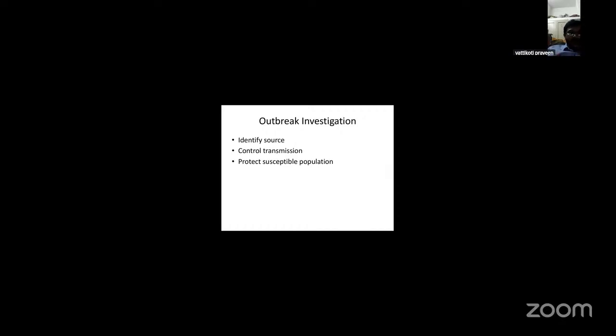Control transmission. What is control transmission? It is breaking the chain of infection, with methods depending on the mode of transmission. What are the key measures of outbreak investigation? Isolate the infected individuals, treat cases promptly, disinfect contaminated sources, and improve sanitation and hygiene. Vector control, if applicable. What is the main goal of this? To stop the disease from spreading to others.